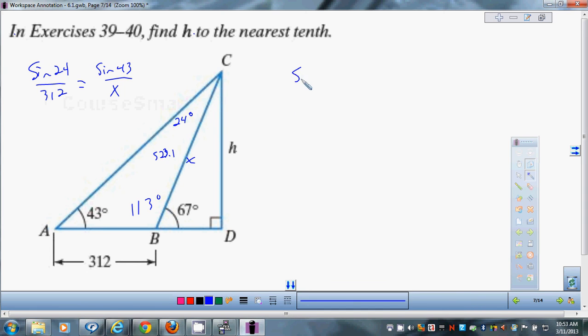Because you get sine of 67 equals h. Now when you cross multiply, you get sine 90, which is just h, equals 523 times sine 67? And h was what? 41. Oh, or 81.5. Oops.